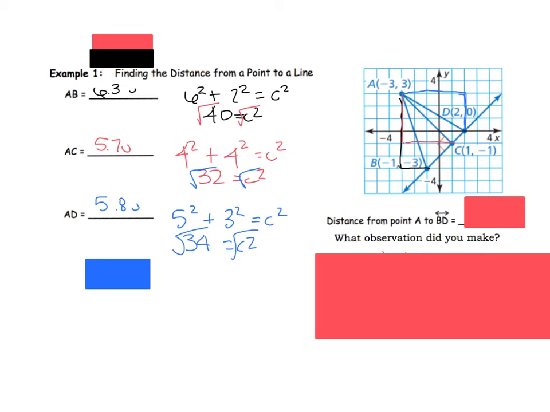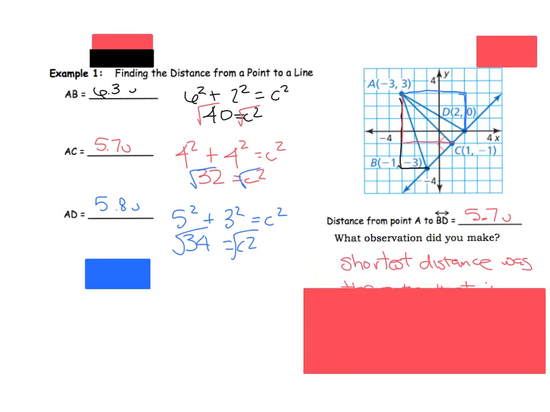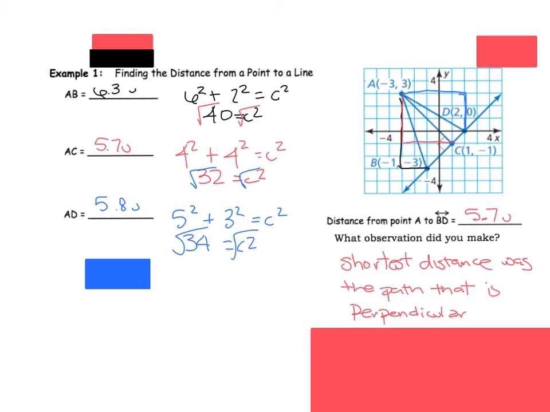So which distance is the shortest from point A to get to our line? Hopefully you see that the shortest distance was the 5.7 units. So the observation that you should have made is that the shortest distance was the path that is perpendicular. Notice we can see that this line is perpendicular by the marking right here.